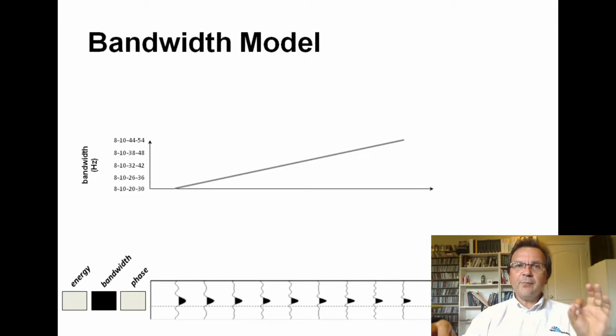In the second model, the bandwidth model, the low end of the Ormsby filter remains constant, as does the F3-F4 interval. But here, the bandwidth increases linearly from left to right.